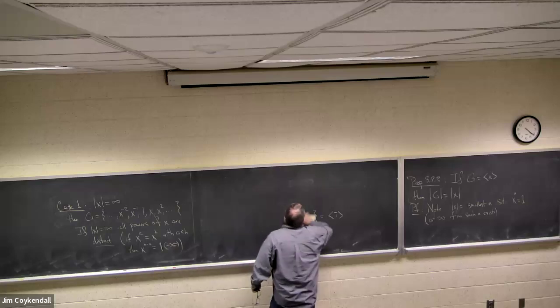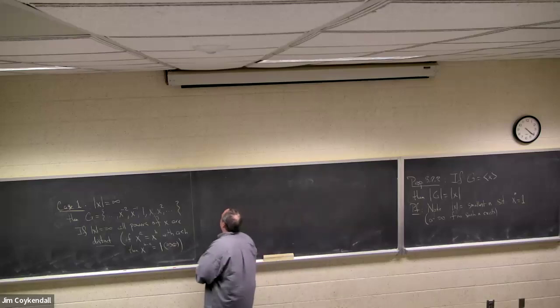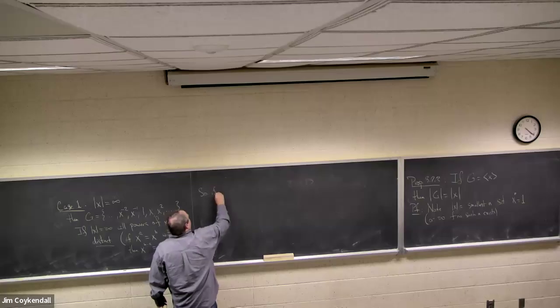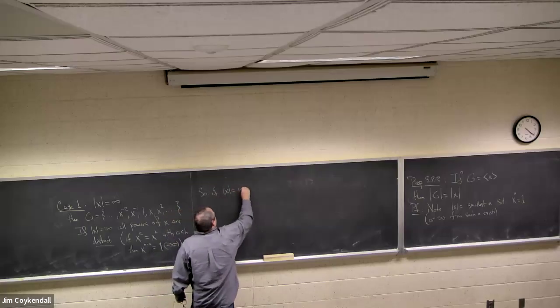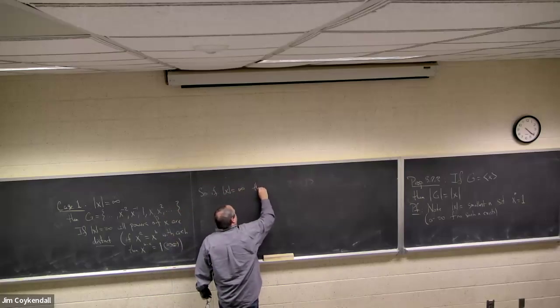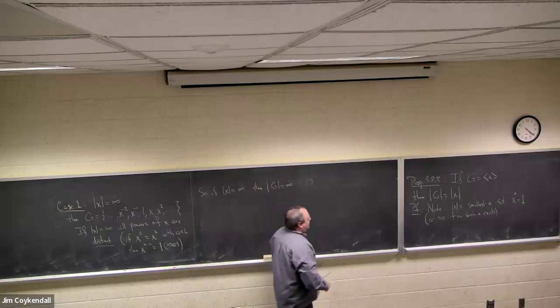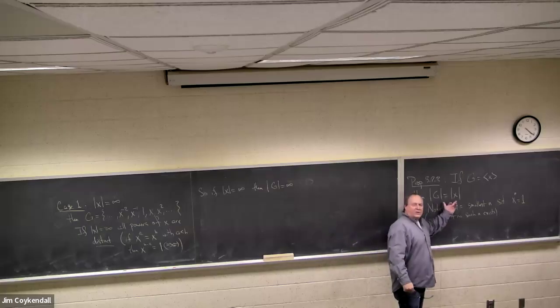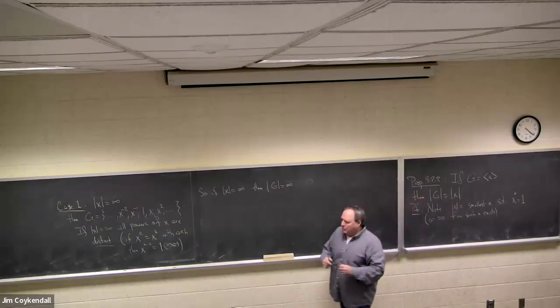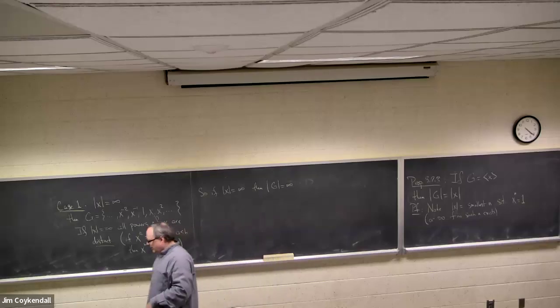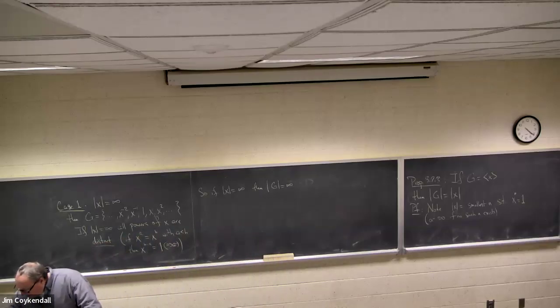So what have we shown? Well, if the order of x is infinite, then the order of G is infinite. So that takes care of this in the case that the order of x is infinite. Now, on the other hand, what if the order of x is finite?